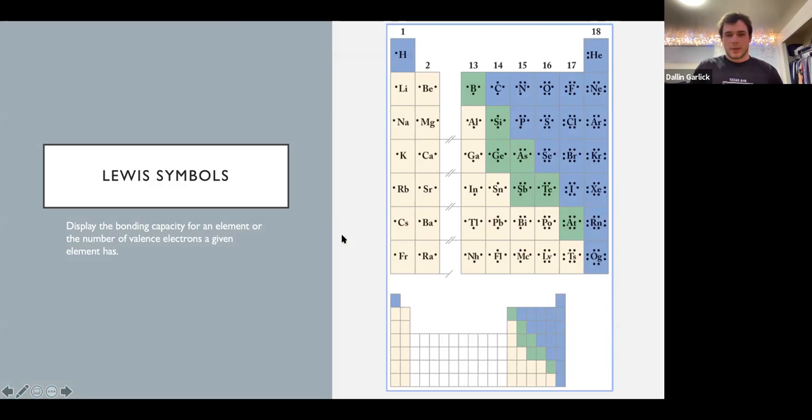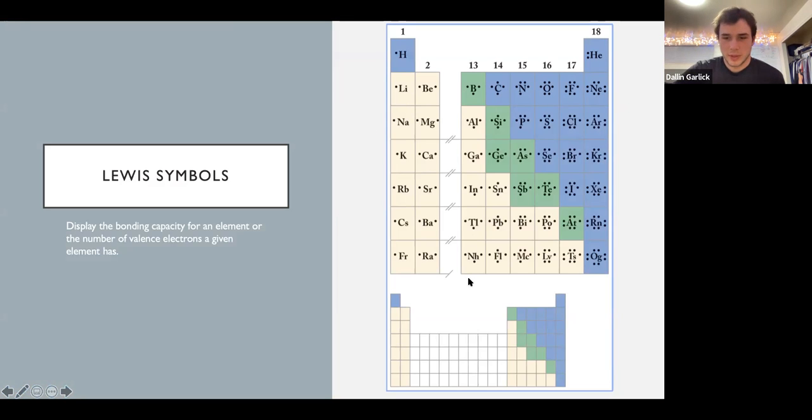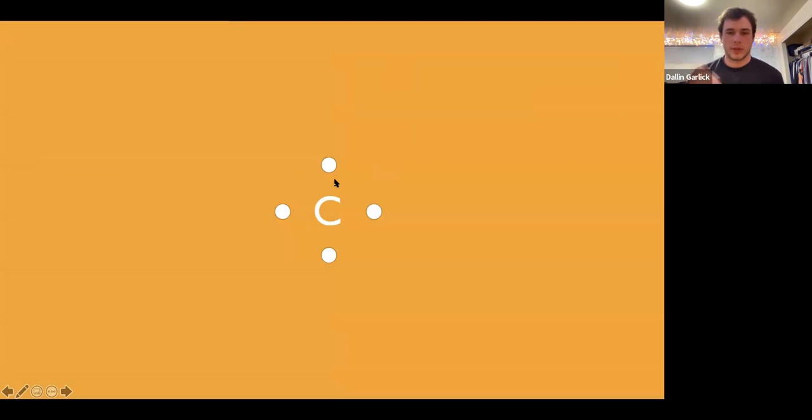So here we have carbon. If we want to know how many valence electrons it has, we can look at our periodic table. If we count 1, 2, 3, and 4, we know it has 4 valence electrons. And now, what do these valence electrons mean?